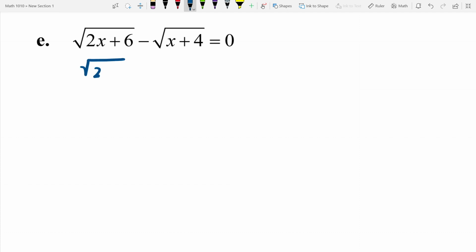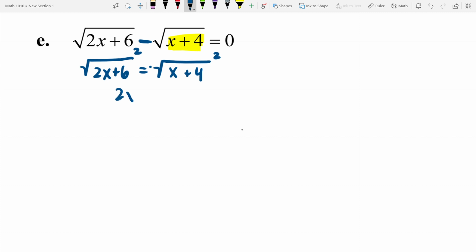So this would be the square root of 2x plus 6. Move the other root to the other side. This negative becomes a positive sign. These signs inside don't change. It's just the outside sign. So it's a positive, and it's a square root of x plus 4. Now, they're both inside an even root, a square root actually. So to get rid of it, I just square both sides.